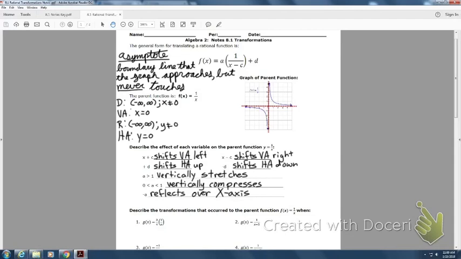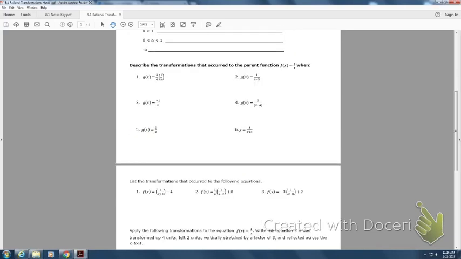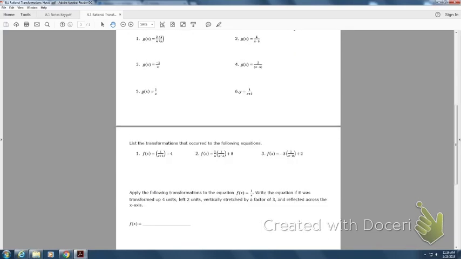So, make sure that you're familiar with those. It's been a while since we've gone through those, but I feel like we've already talked through all those probably three or four times this year, just with different functions. So, with all that, let's go down and identify what transformations are in those equations.